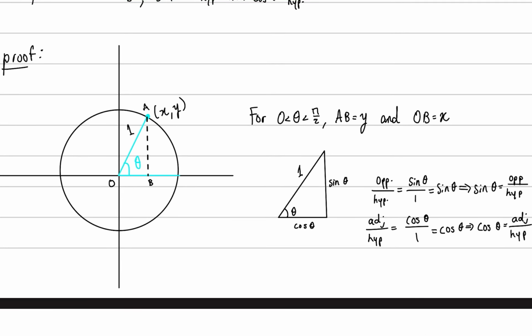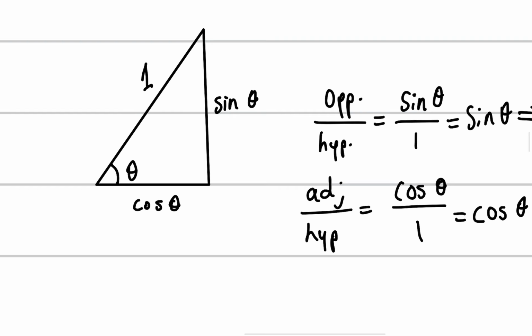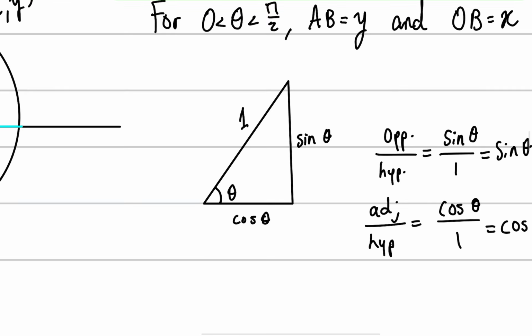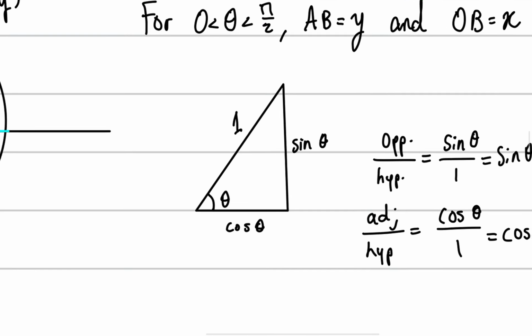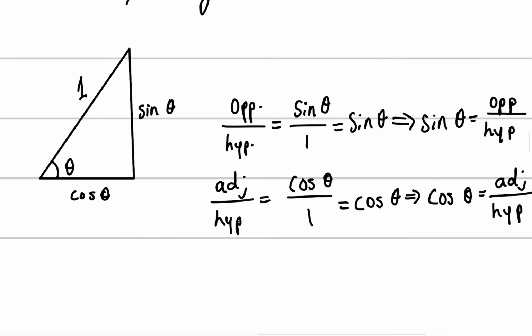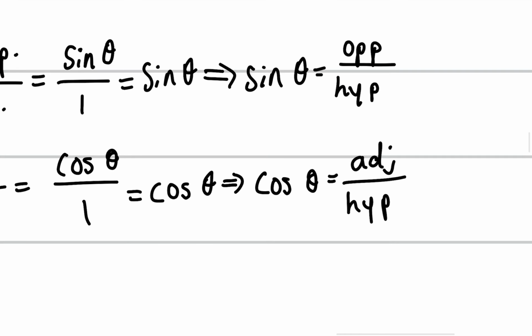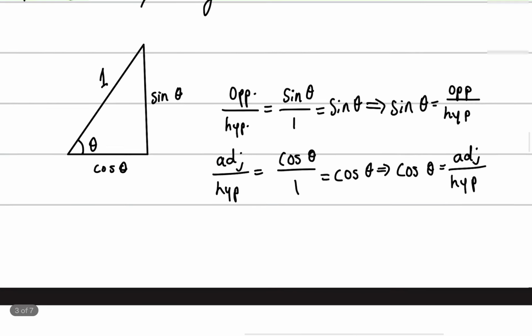Here's our proof. We're just going to take this to be our triangle. This can be formed in any quadrant. Oh, sorry, no. This is for quadrant 1 since theta is between 0 and pi over 2. So in this case, opposite over hypotenuse is sine over 1, adjacent over hypotenuse is cosine over 1, and we get the theorem that we were looking for.